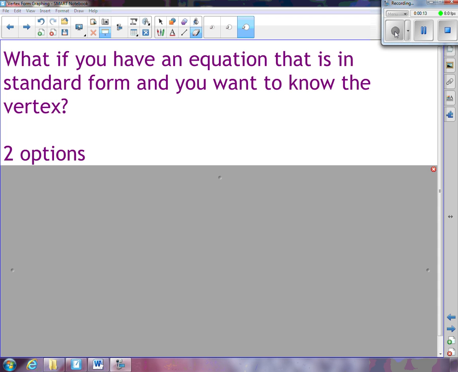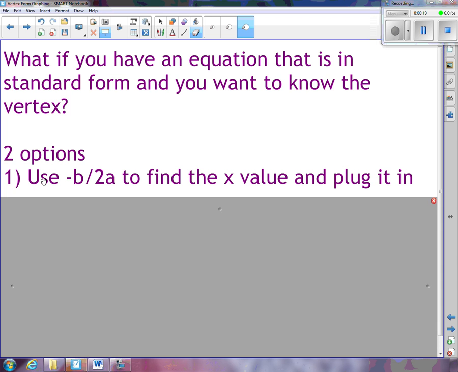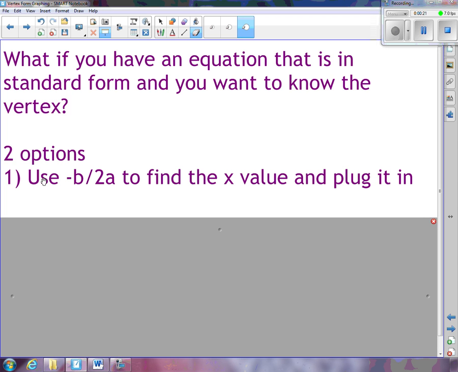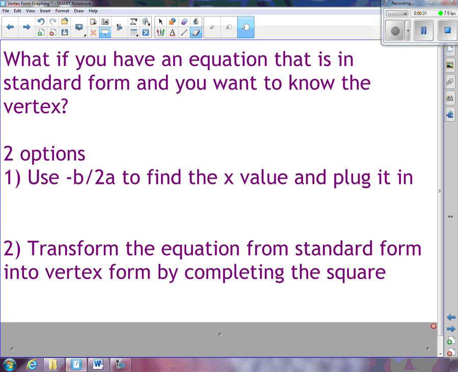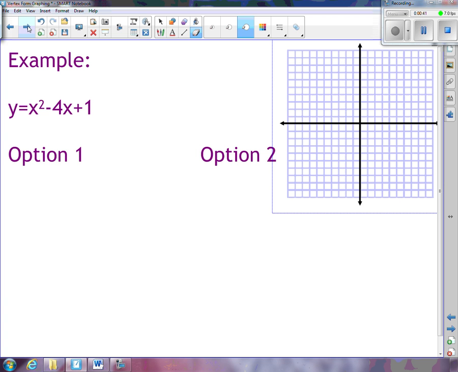So what if you had an equation that was in standard form and you wanted to know the vertex of it? You really have two options. You can do what we did in the beginning: use negative b over 2a to find the x value and then plug it in to find the y value. Sometimes that's more convenient. The other way, which we're going to be learning today, is you could transform the equation from standard form into vertex form by completing the square. Your favorite thing, right?